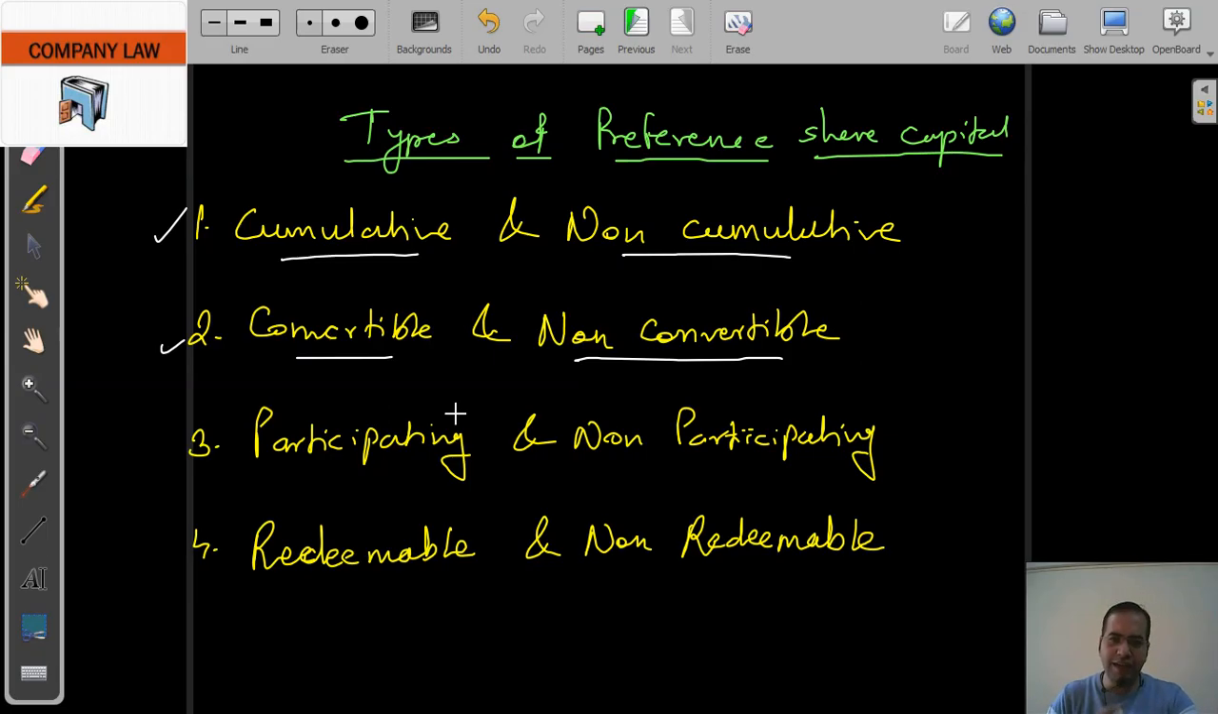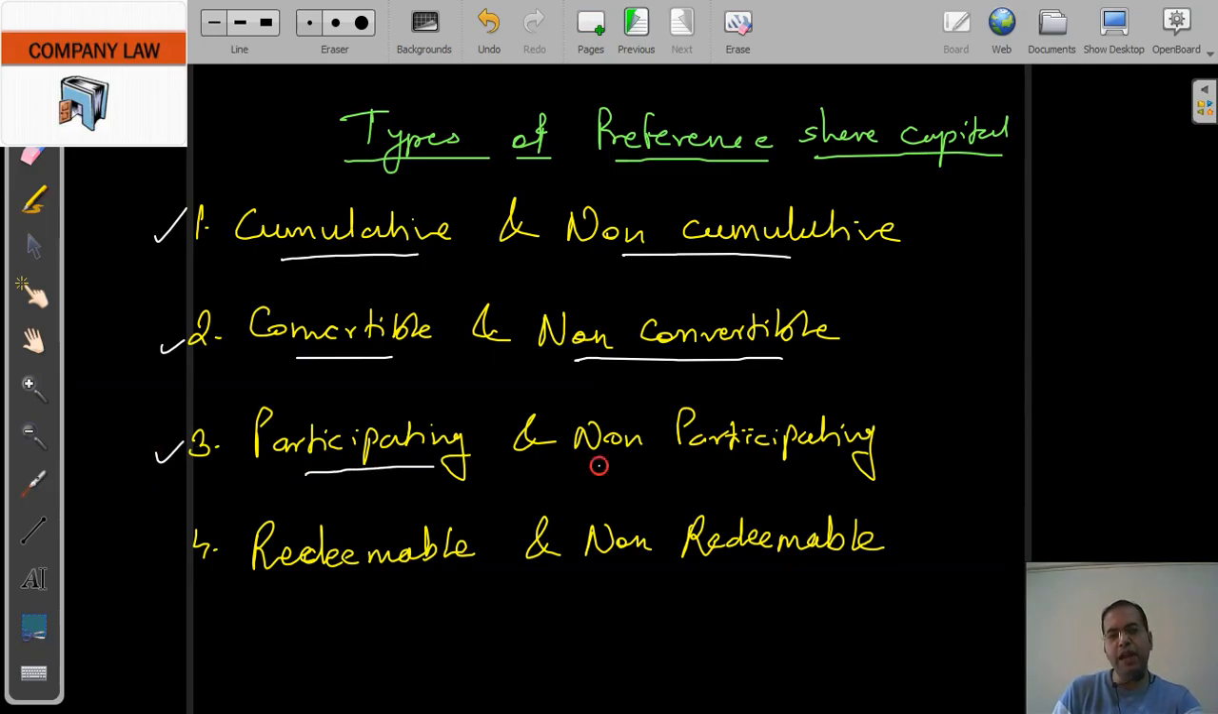So even after getting their entitled rate of dividend, they can participate in the surplus profit along with the equity shareholders. Non-participating preference shares are those which are not entitled to participate in the surplus profit or surplus assets of the company. They are only entitled to the fixed rate of dividend or fixed percentage of dividend, as the case may be, which has been agreed upon.